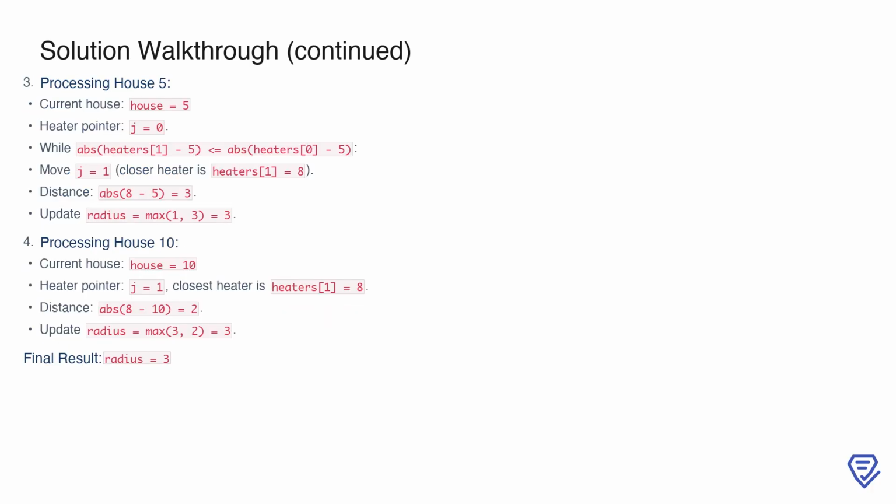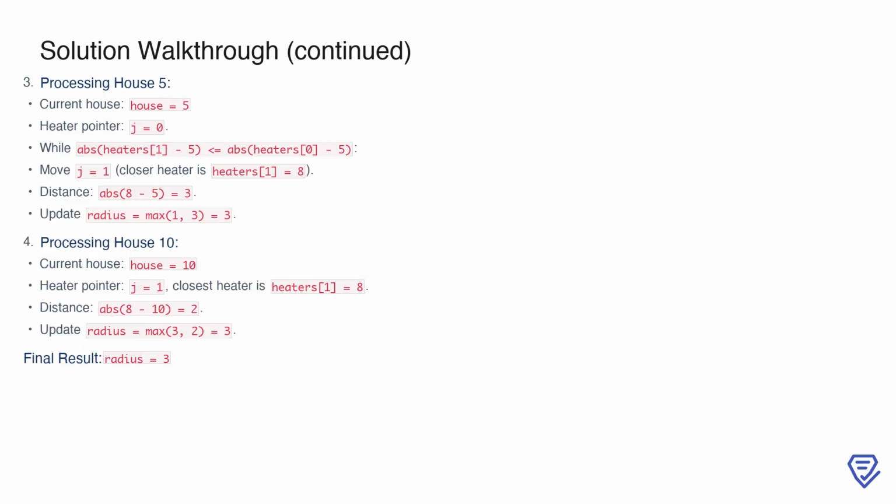Next, for the house at position 5, the heater pointer initially points to heaters[0] = 2. However, the heater at heaters[1] = 8 is closer to house 5, so we move the pointer j to 1. The distance to this closer heater is abs(8 - 5) = 3. Updating radius with the maximum of its current value, 1, and this distance gives radius = 3.